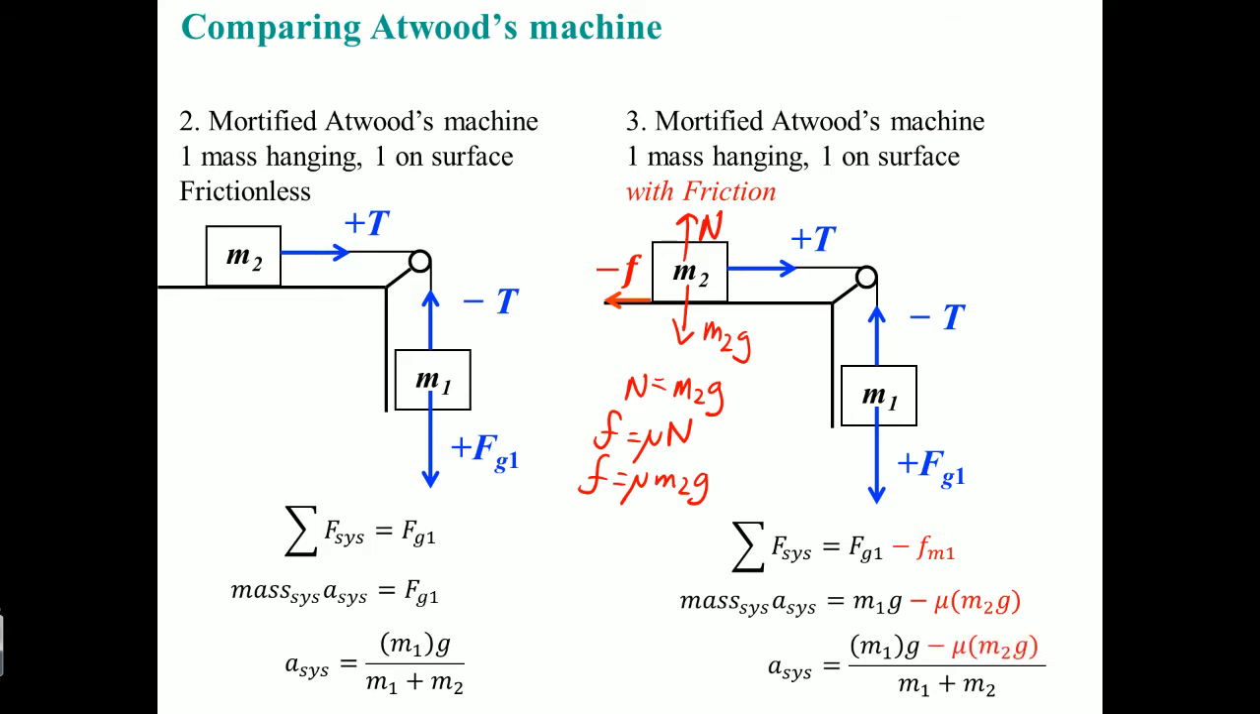And we derive. Notice the only difference between 2 and 3 is that now there's going to be a minus mu on the block that has friction. So mu m2g is the force of friction here. That is how the equation gets modified.